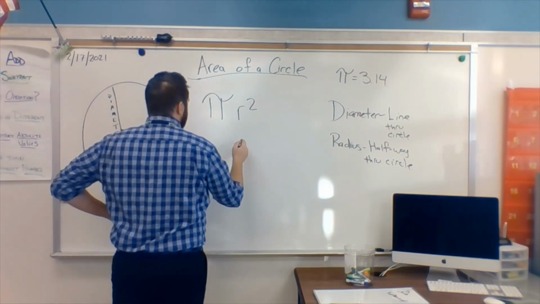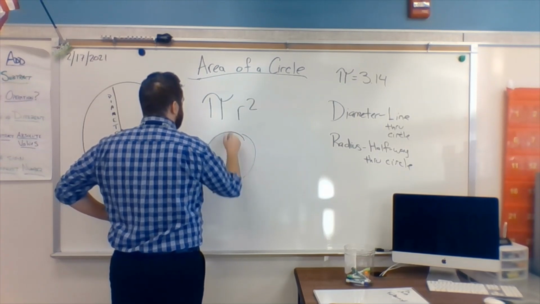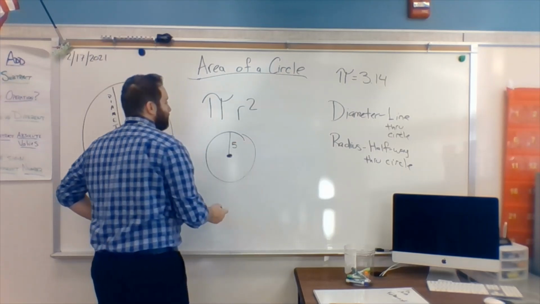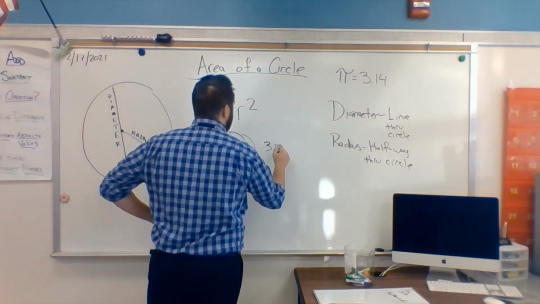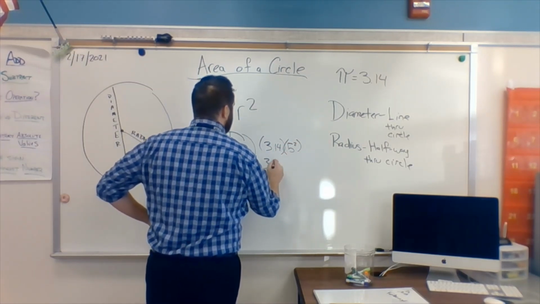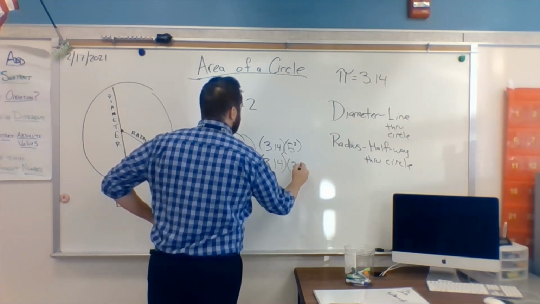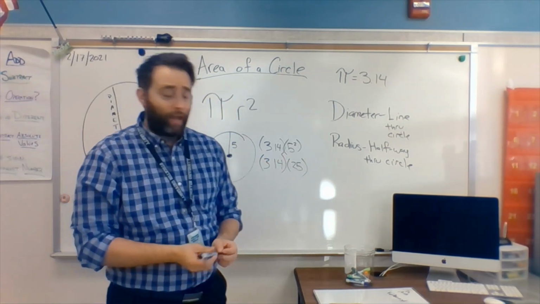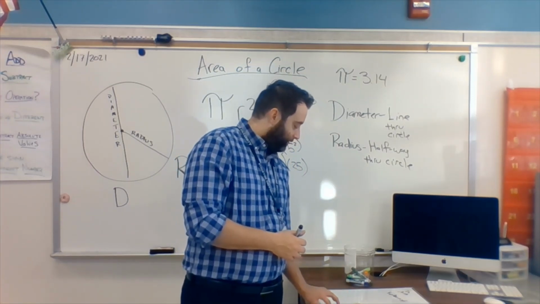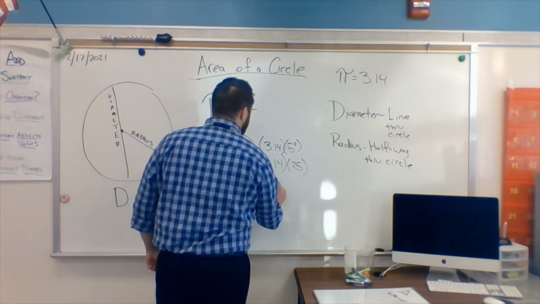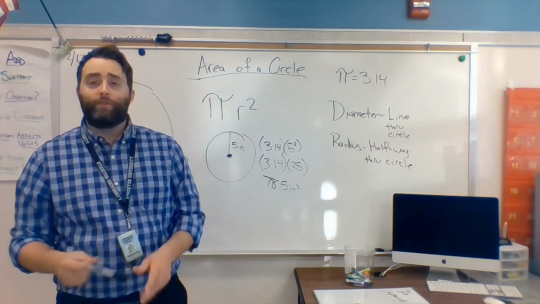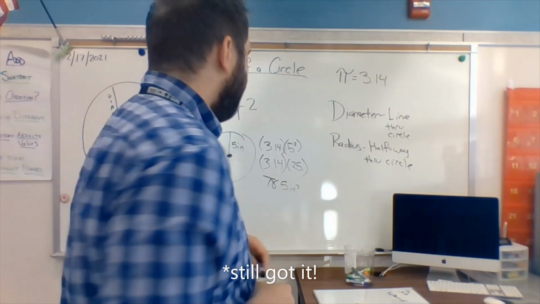All right, so circle. Let's do 5. So once again, 3.14, because that is pi, times 5 squared. 5 squared is 25. So it ends up being 3.14 times 25. I'd be thoroughly impressed if you figured out how to do it in your head. You could memorize all these if you wanted to, but 3.14 times 25. 78.5. 78.5 inches squared. Okay? Squared. Yeah, look at that. Still got it.